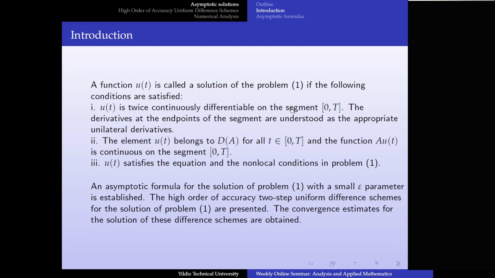Here, in this study, an asymptotic formula for the solution of problem 1 with a small parameter epsilon is established, and the high order of accuracy two-step uniform difference schemes for problem 1 are presented, and convergence estimates are obtained.